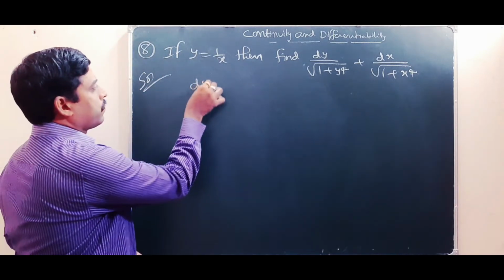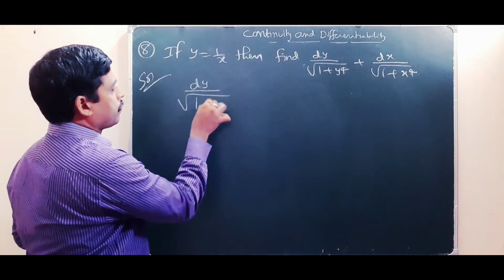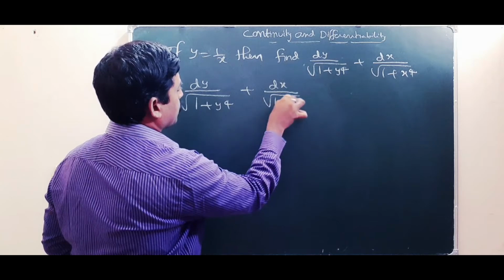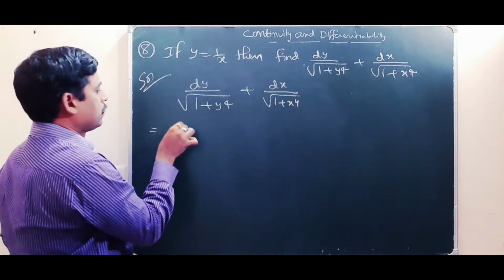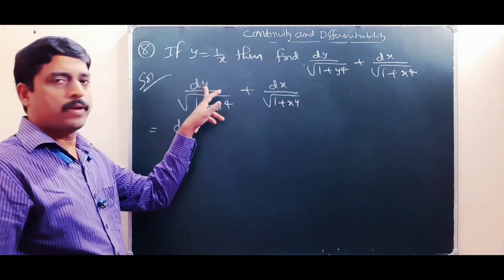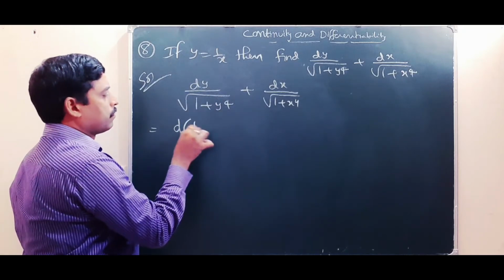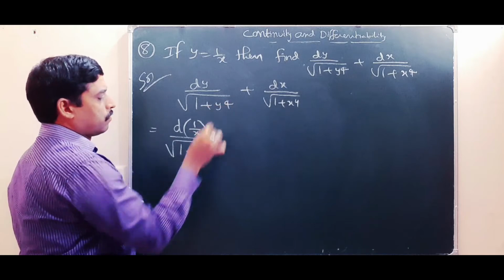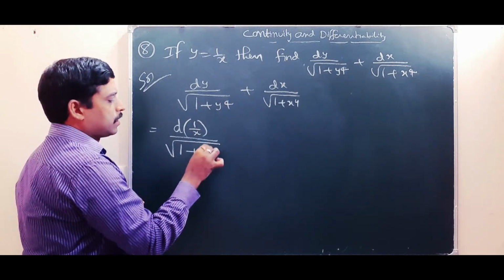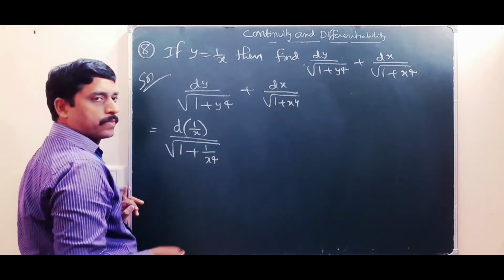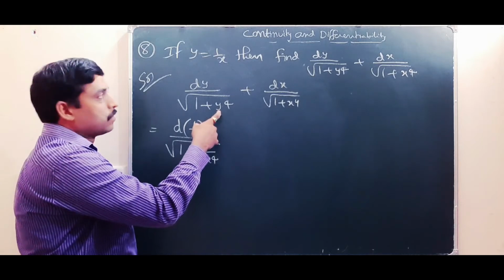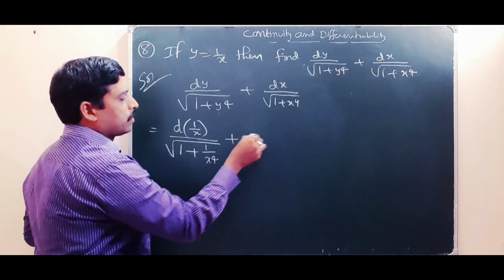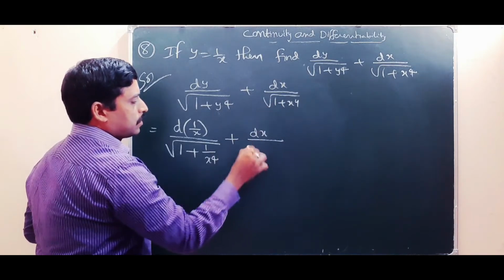What is our target? dy by root under 1 plus y to the power 4 plus dx by root under 1 plus x to the power 4. The value of y is given as 1 by x, right? The derivative of 1 by x over root under 1 plus y to the power 4. Here y is 1 by x, so we should write 1 by x to the power 4. So dx by, write as it is.